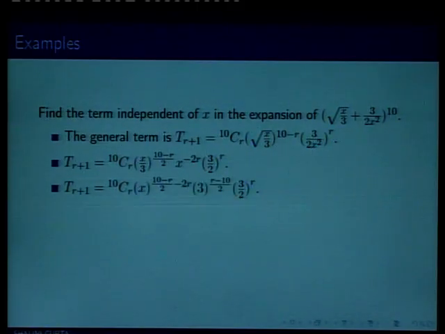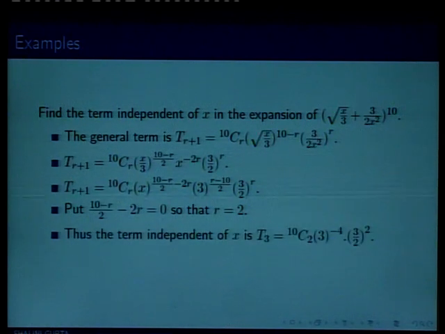So, we see that the power of x which is coming in the (r plus 1)th term is (10 minus r) by 2 minus 2r. So, what we do? To find the term independent of x, we put (10 minus r) upon 2 minus 2r to be 0. So, solving this, we get r to be 2. That means the third term is the term independent of x, and that turns out to be 10C2 into 3 raised to power minus 4 into (3 by 2) square, and that is equal to 5 upon 4.